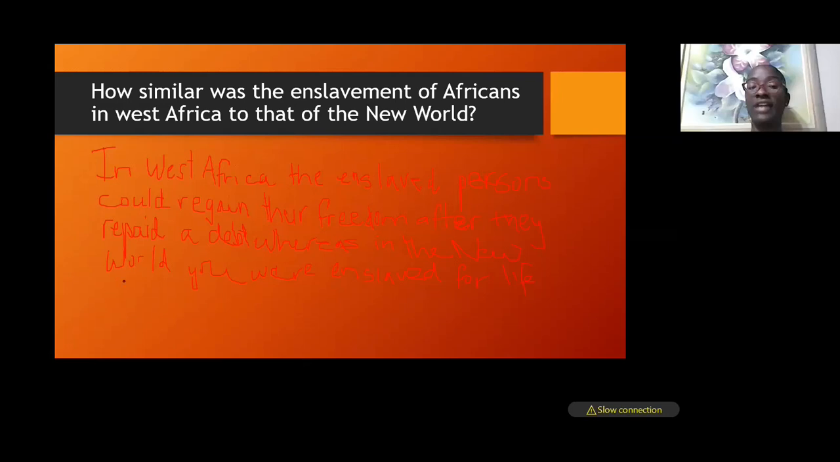So I would start with both, right? So both. Because both shows that you're looking at things that are alike. And other terms that you can use for both is, tell me some of the other terms that you can use to show similarities. So similarly, right?